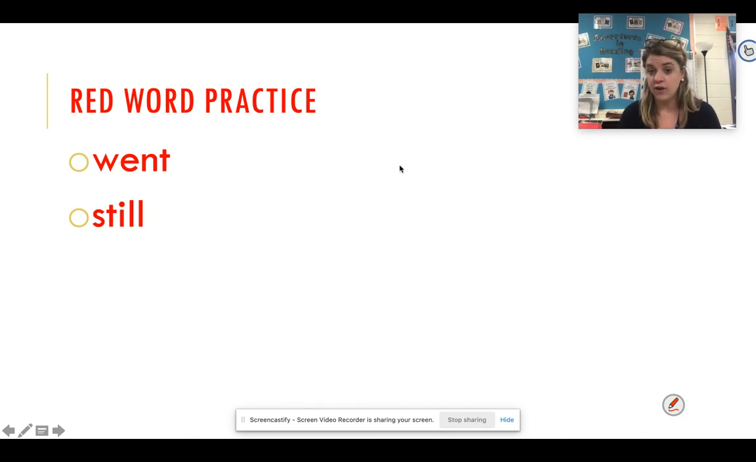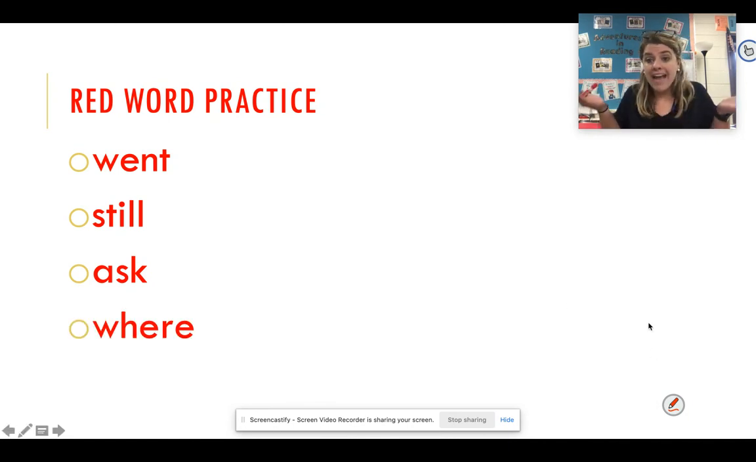Our next word for this week is still. Here we go. Let's write it in red 3 times. S-T-I-L-L. Very good. S-T-I-L-L. Still. S-T-I-L-L. Still. Our next word is ask. Ask. Spell it 3 times in red. A-S-K. Ask. Good job. A-S-K. Ask. Next one. A-S-K. Ask. Good job.